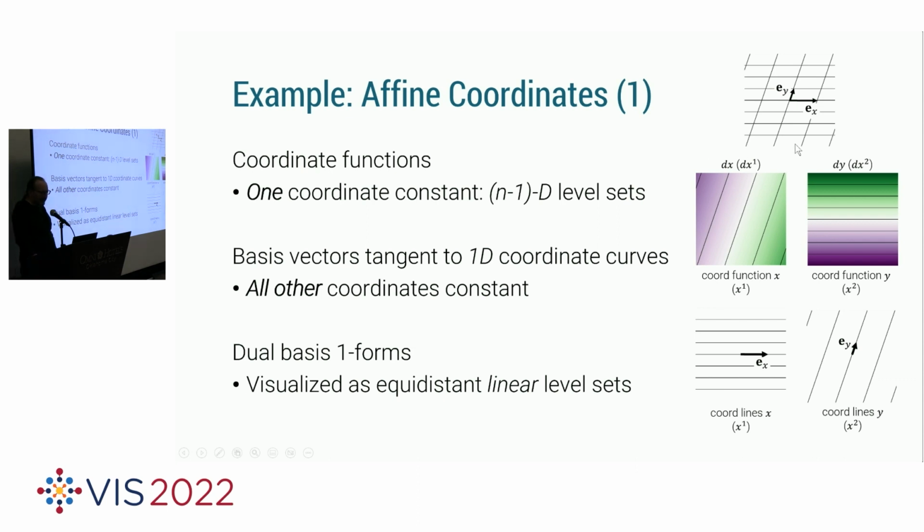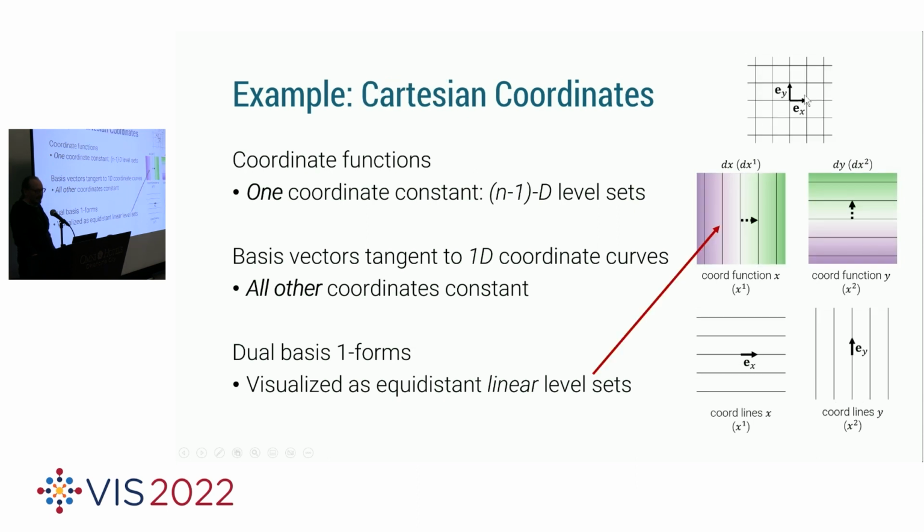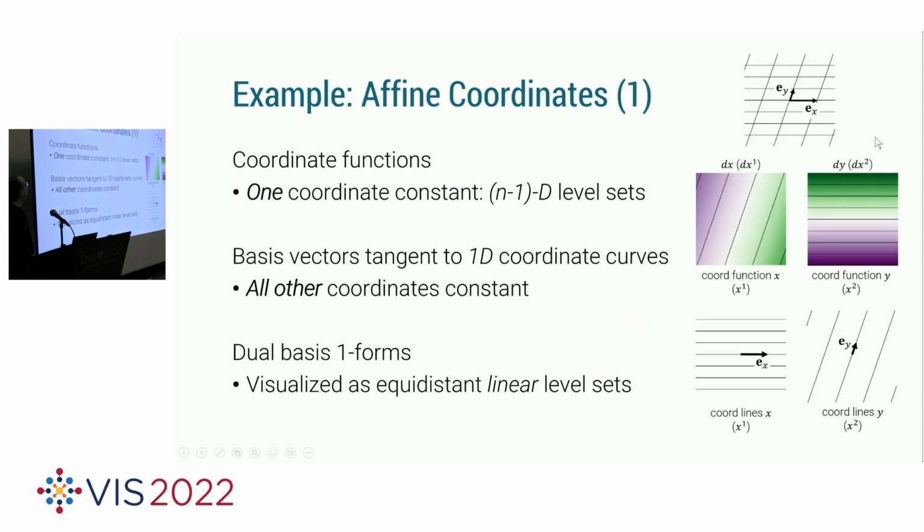If you switch now from Cartesian coordinates to affine coordinates, so you just basically tilt the basis a little bit, it's almost as simple, but there are already some complications that come in. So now, this would be the coordinate function, the first one, this would be the coordinate function, the second one.